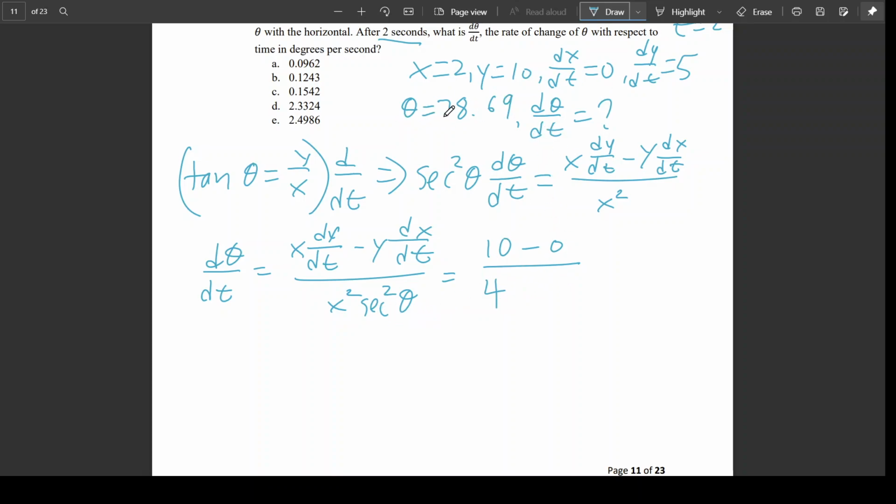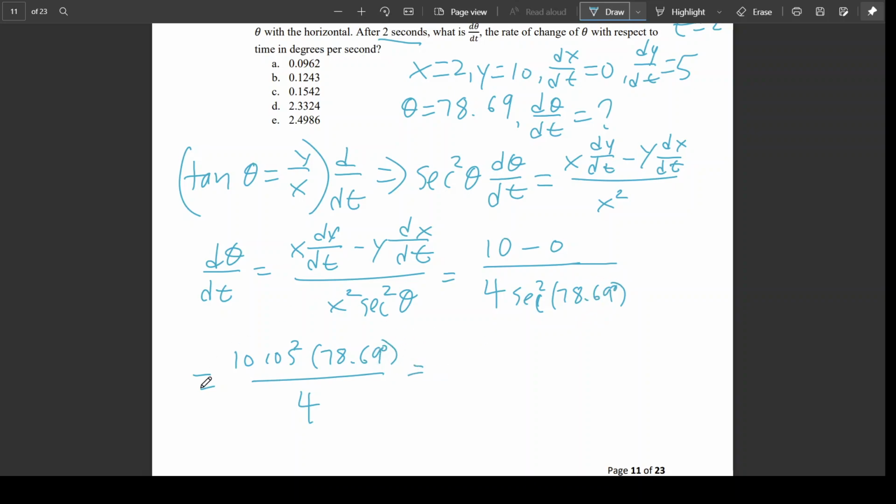Well, I know that theta is 78.69. This is going to be secant squared of 78.69. Okay. But remember, cosine is 1 over secant, right? So I can take this and move it up and make it cosine, because at least in my calculator, I don't have a secant button, but I do have a cosine button. So this is 10 cosine squared of 78.69 over 4, in degree mode, I guess.